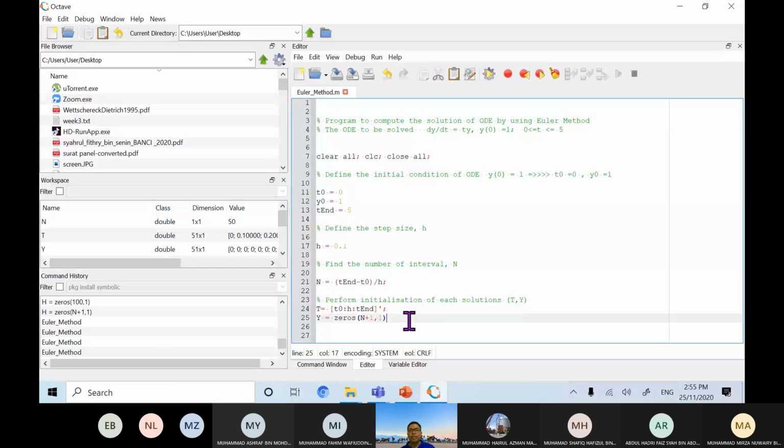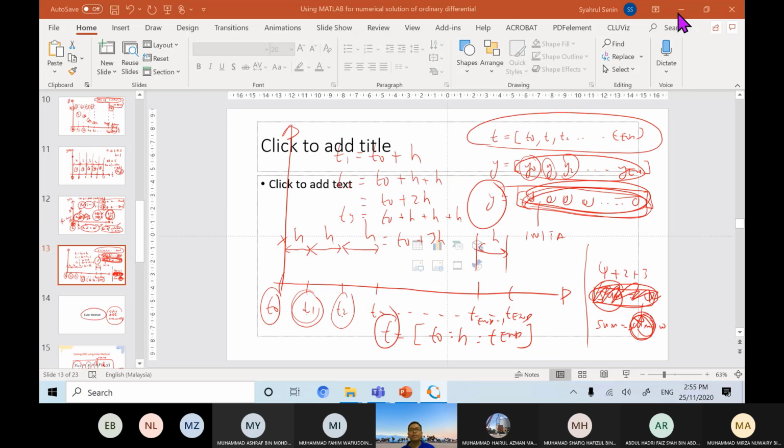Okay. So kita rehat dalam 5 minit. Pukul 3 nanti kita sambung balik. Kita sambung on the Euler. Baru nak start Euler. Lepas ni baru kita start dengan Euler. Okay, so I'll give you a rest about 5 minutes.